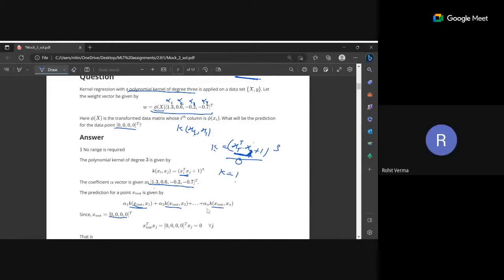I'm just saying that if the x test is always zero, then the degree of the polynomial doesn't matter, I think, because it will multiply by zero. Yeah, the kernel function value is always one. Okay.